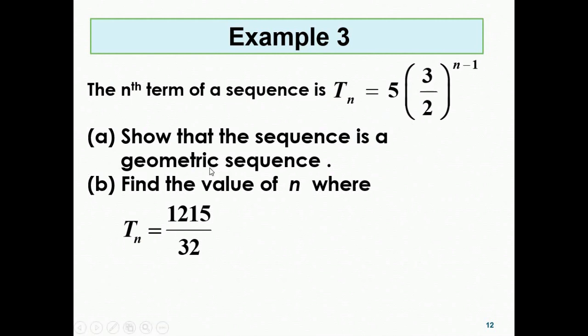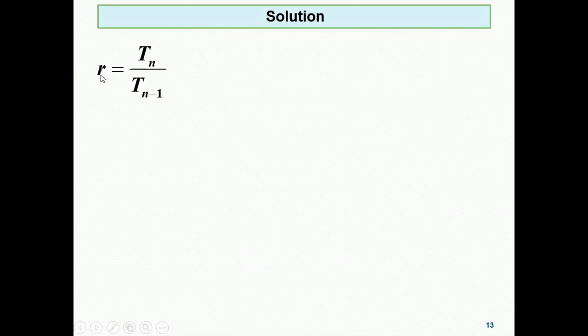Now, we are going to solve question A first. Show the sequence is a geometric sequence. So for this example, you need to show the common ratio r in general form. So our common ratio r is equal to Tn over Tn minus 1. Now find the Tn minus 1 first. So Tn is given as 5 times (3/2) to the power of n minus 1.